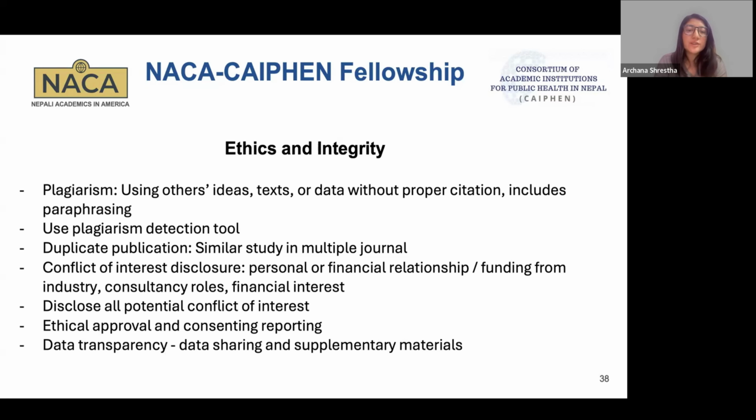If you have any conflict of interest, just declare it, and report all of the ethical approval and consenting process and consent forms as well, and data transparency like data sharing and supplementary materials. That will be ethical. So plagiarism is a no, no, no, and I don't know how many no's you can use, but it's not acceptable in academia, including, as I mentioned earlier, a little bit about artificial intelligence. So even if it's your own paper, you have to cite it.